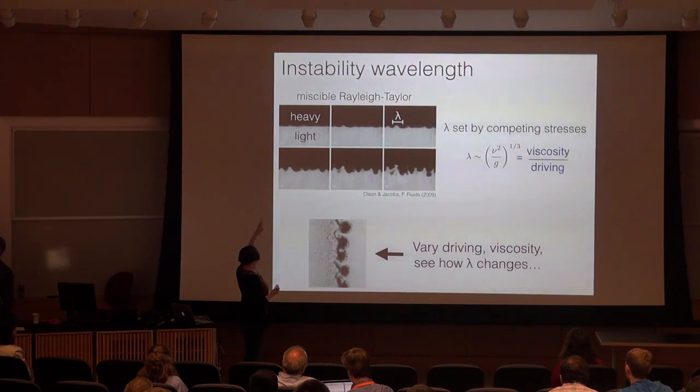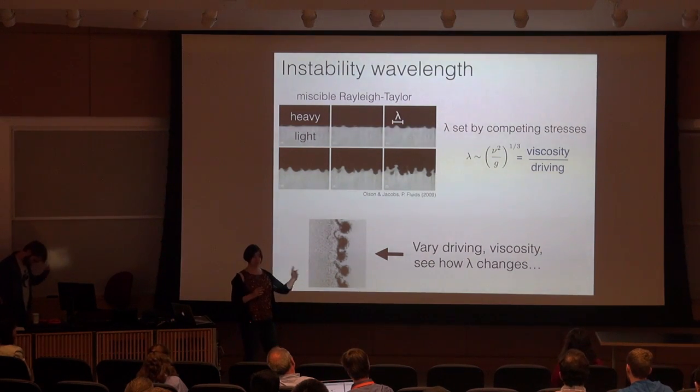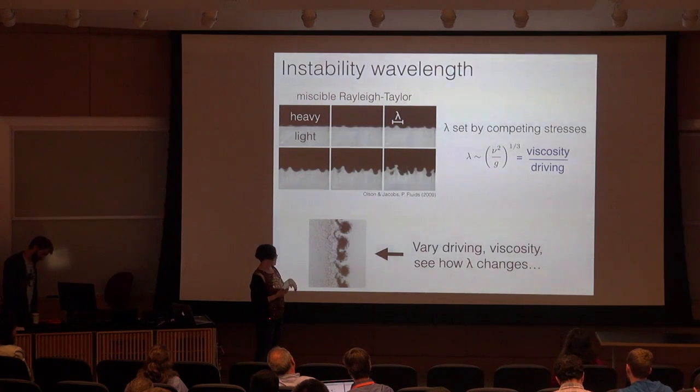So one thing that we thought might be a map for this problem is the miscible Rayleigh-Taylor instability, where you have a heavy fluid over a light fluid. This is gravitationally unstable, and when it destabilizes, it has a wavelength that's set by the competition between the viscosity of the fluid and the driving, which in this case is given by gravity.